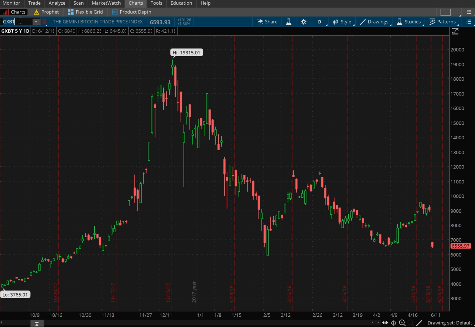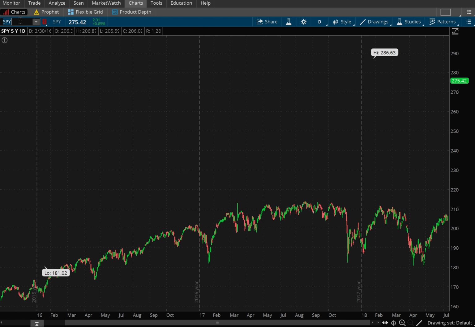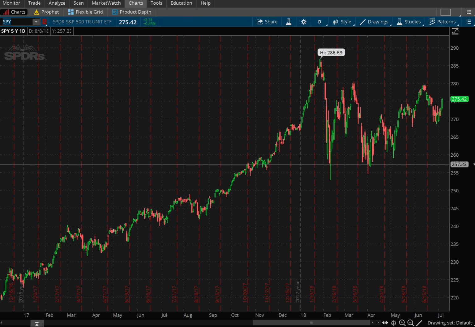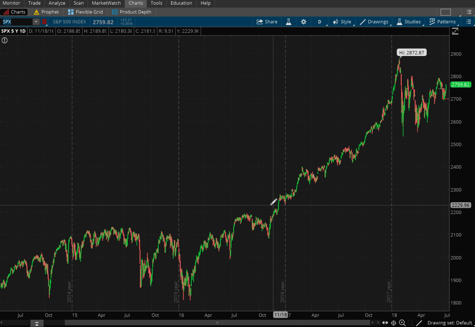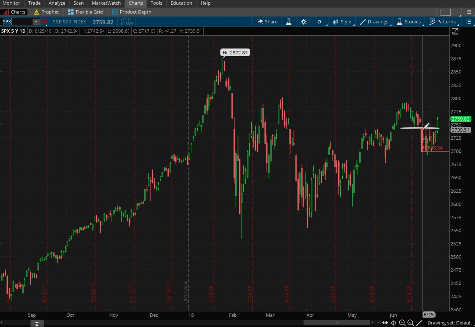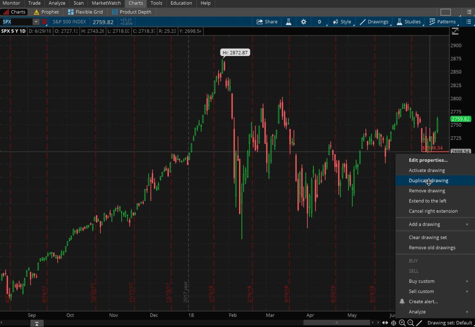Now let's look at, hey, you know what? The other thing I want to talk about is support and resistance levels, right? So this is simple support and resistance I want to take a look at. So let's say I want to take a look at SPX, the S&P 500 index, and I want to say, hey, you know what? Where's the point where I actually want to try to find support and resistance, right?